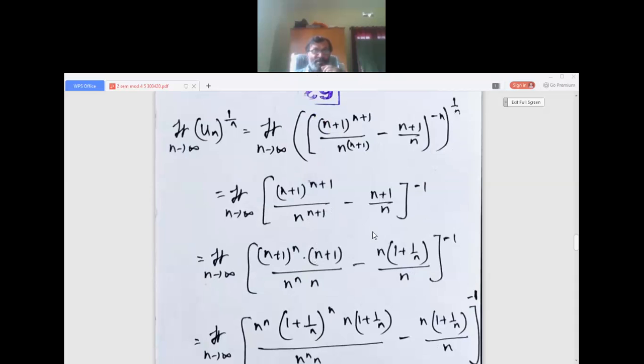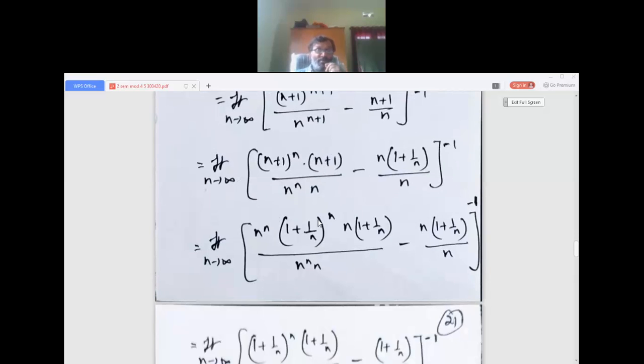After this is written, now we have to simplify it. So limit n tends to infinity. (n plus 1) power (n plus 1) can be written as (n plus 1) power n into (n plus 1). You know, 2 power n plus 1 can be written as 2 power n into 2. That way, this is split and written by the indices rule. N power n plus 1 can be written as n power n into n. Minus, here I remove n outside, so n into (1 plus 1 by n) divided by n.